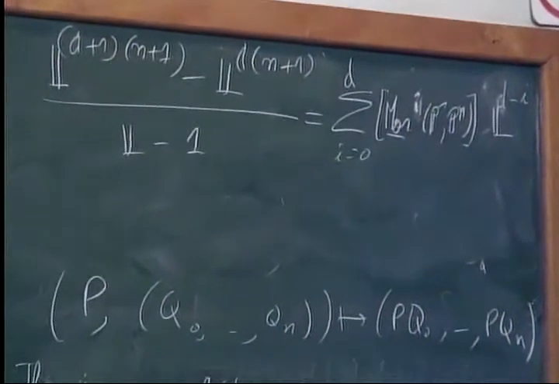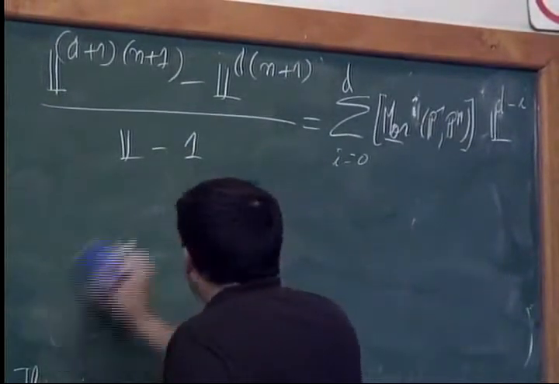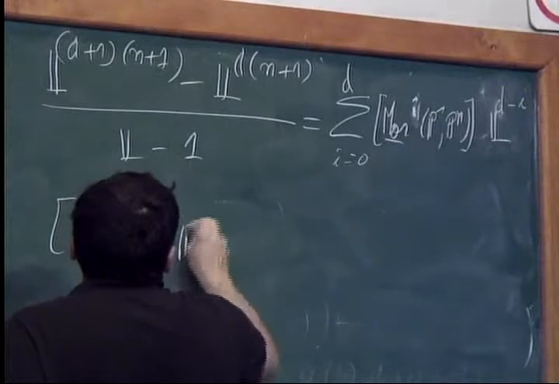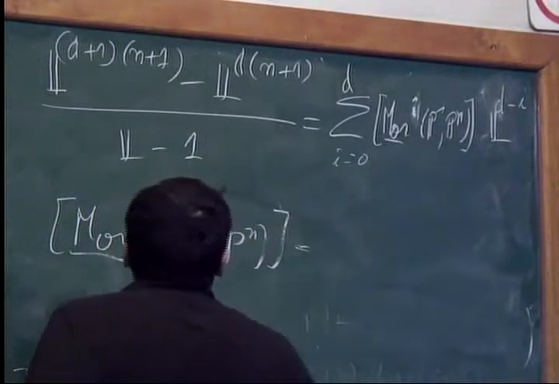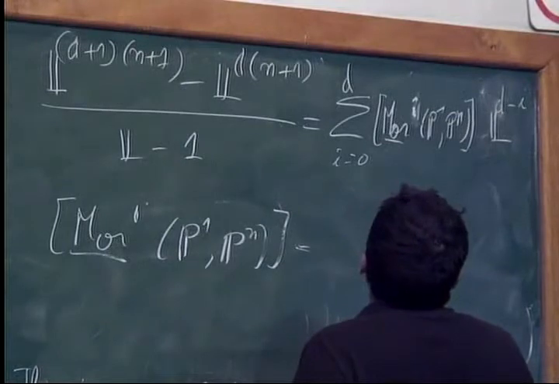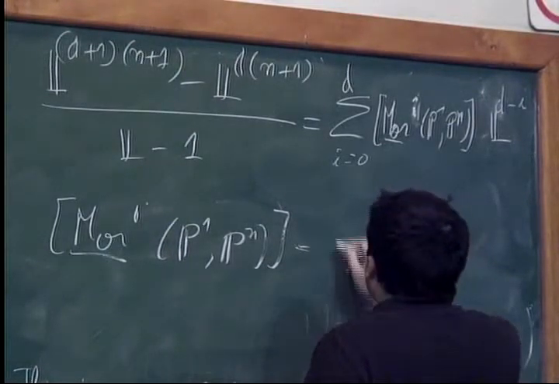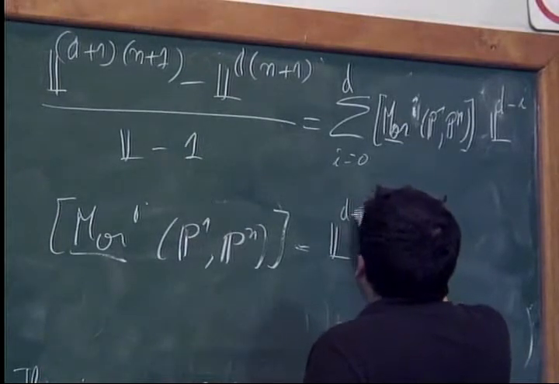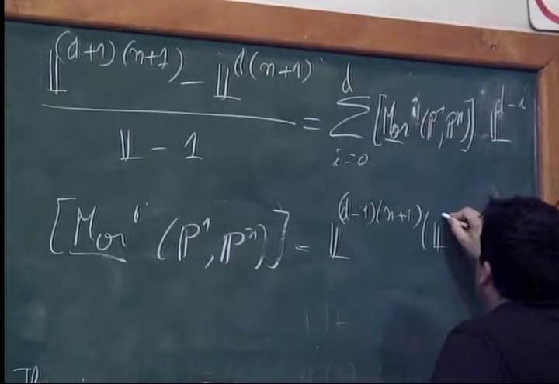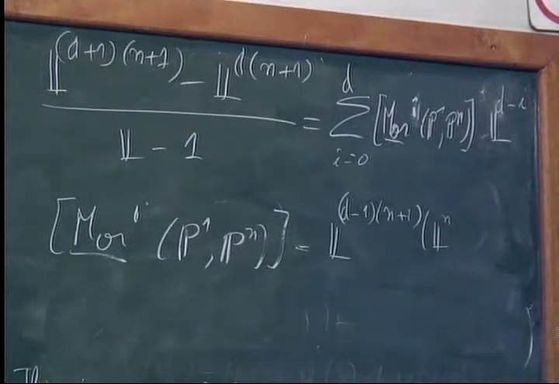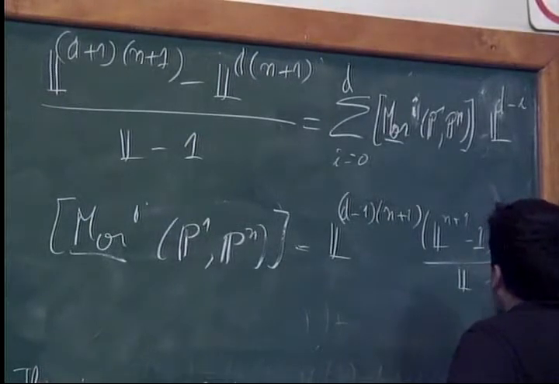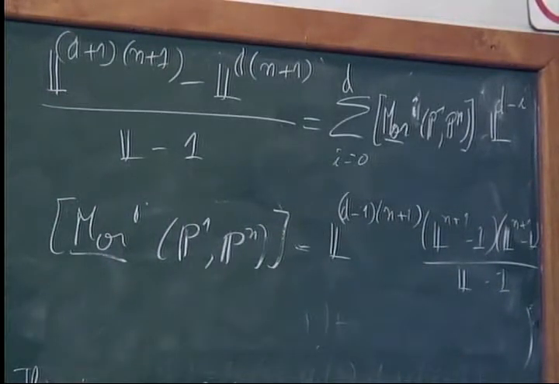And from this, you get a formula for the morphisms from P1 to Pn. So I may make a little mistake here, but I think one gets that this is L to the d minus 1 times n plus 1 times, I think I forget something. Okay. I have to check the formula. Divided by L minus 1. But I have to check my formulas. I think I have a small mistake somewhere. So let me check it.